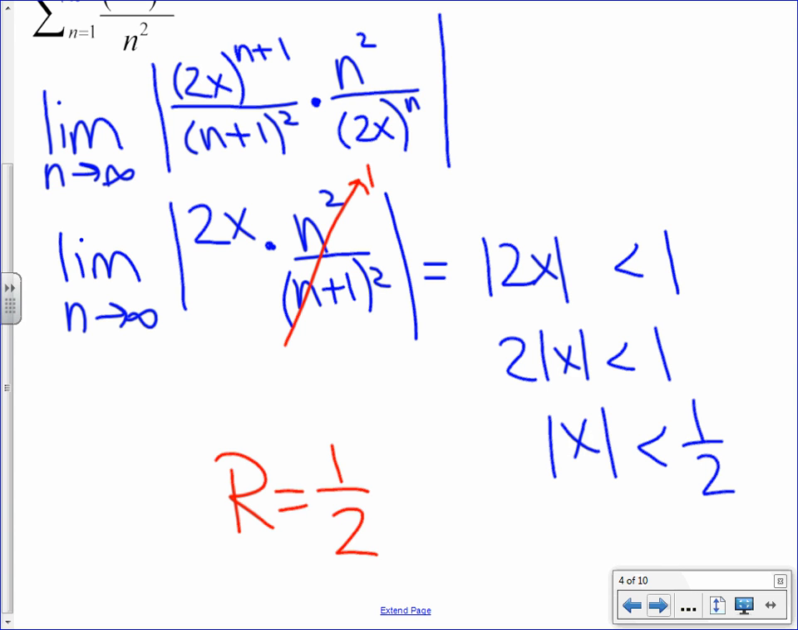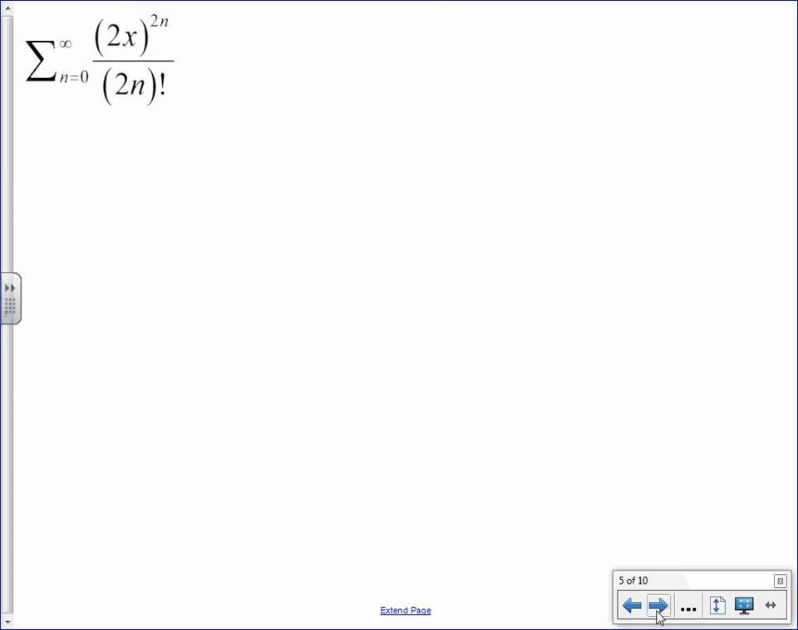Okay, so since you guys kind of have an idea of what's going on, do you want me to continue and find the interval of convergence? Or, okay. Jared has spoken.